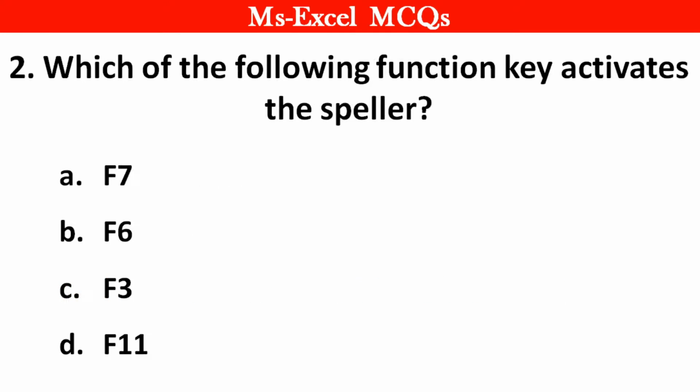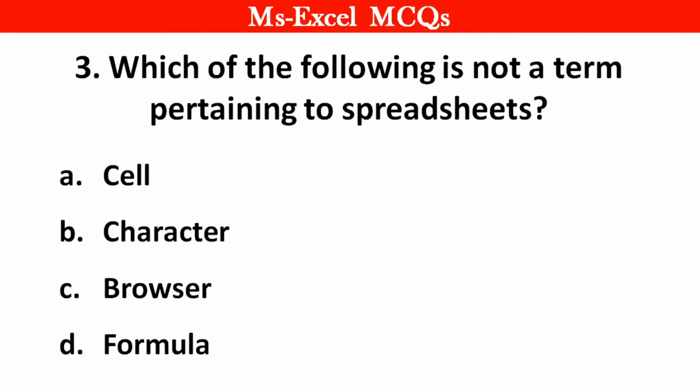Next question. Which of the following function keys activates the speller? Right answer is option A, F7. Next question. Which of the following is not a term pertaining to spreadsheets? Options: A, Cell; B, Characters; C, Browsers; D, Formula. Right answer is option C.